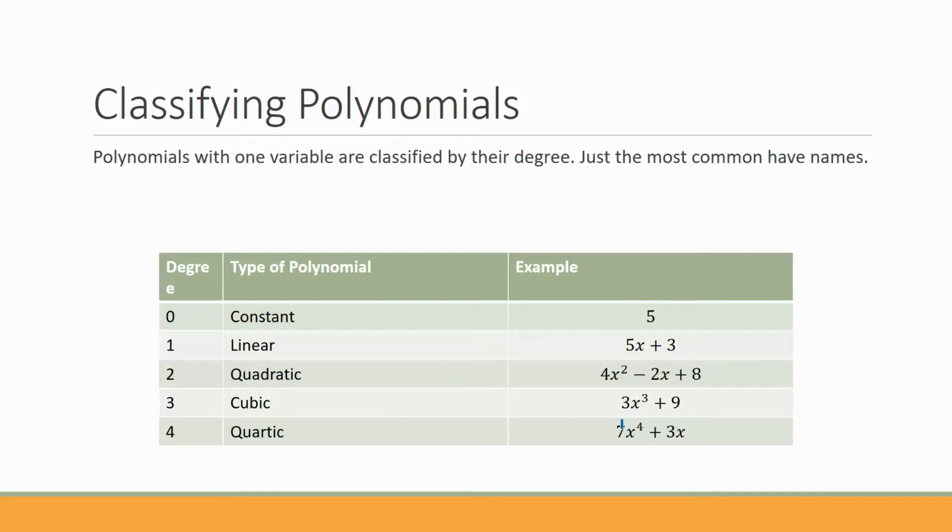If the degree of the polynomial is 3, then it's a cubic, so this one has degree 3, so it's a cubic. And degree 4, right here we have a degree 4 term and then a degree 1 term. Those are quartic. We typically don't talk about quartic that much, but it's good to know that there is a name for it.